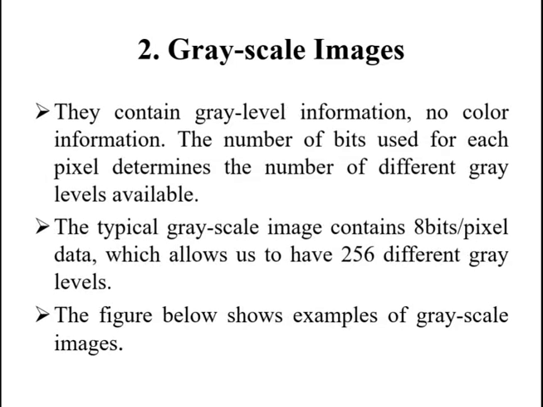Grayscale images are referred to as monochrome, or one color, images. They contain gray level information, no color information. The number of bits used for each pixel determines the number of different gray levels available. The typical grayscale image contains 8 bits per pixel data, which allows us to have 256 different gray levels.